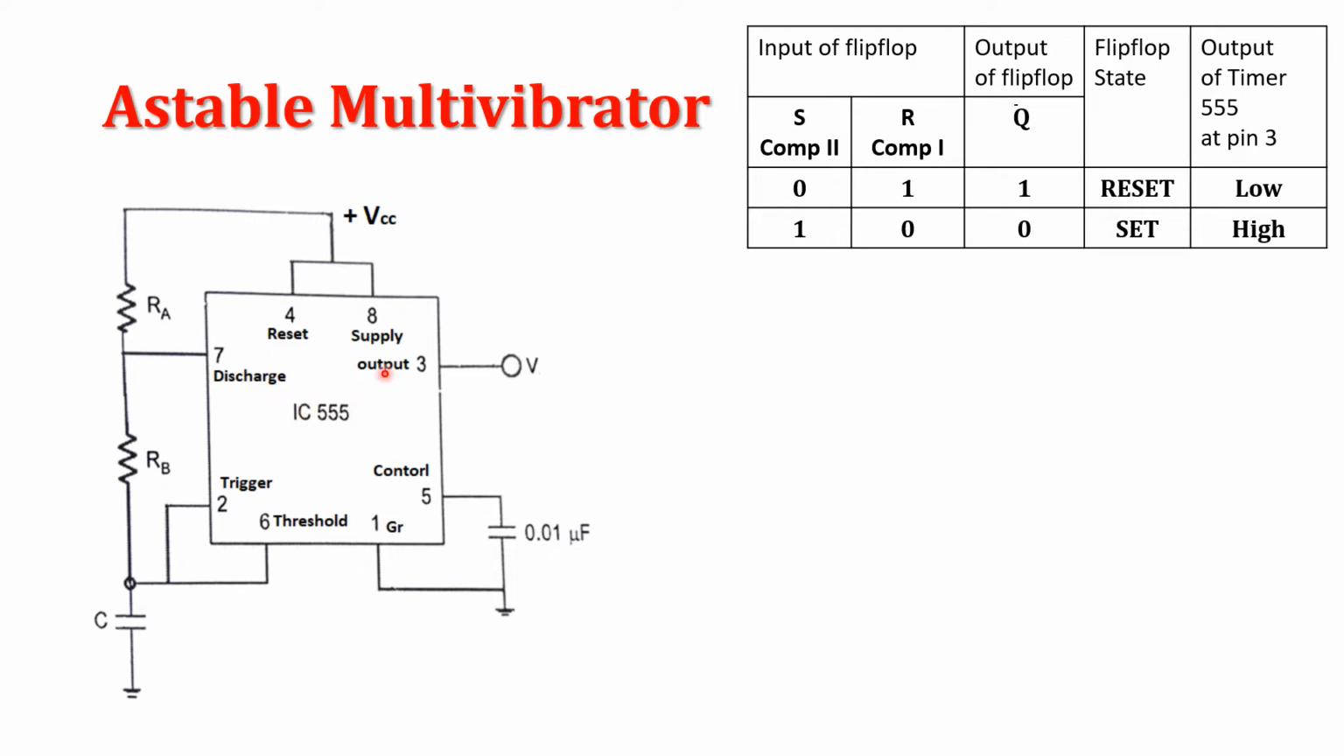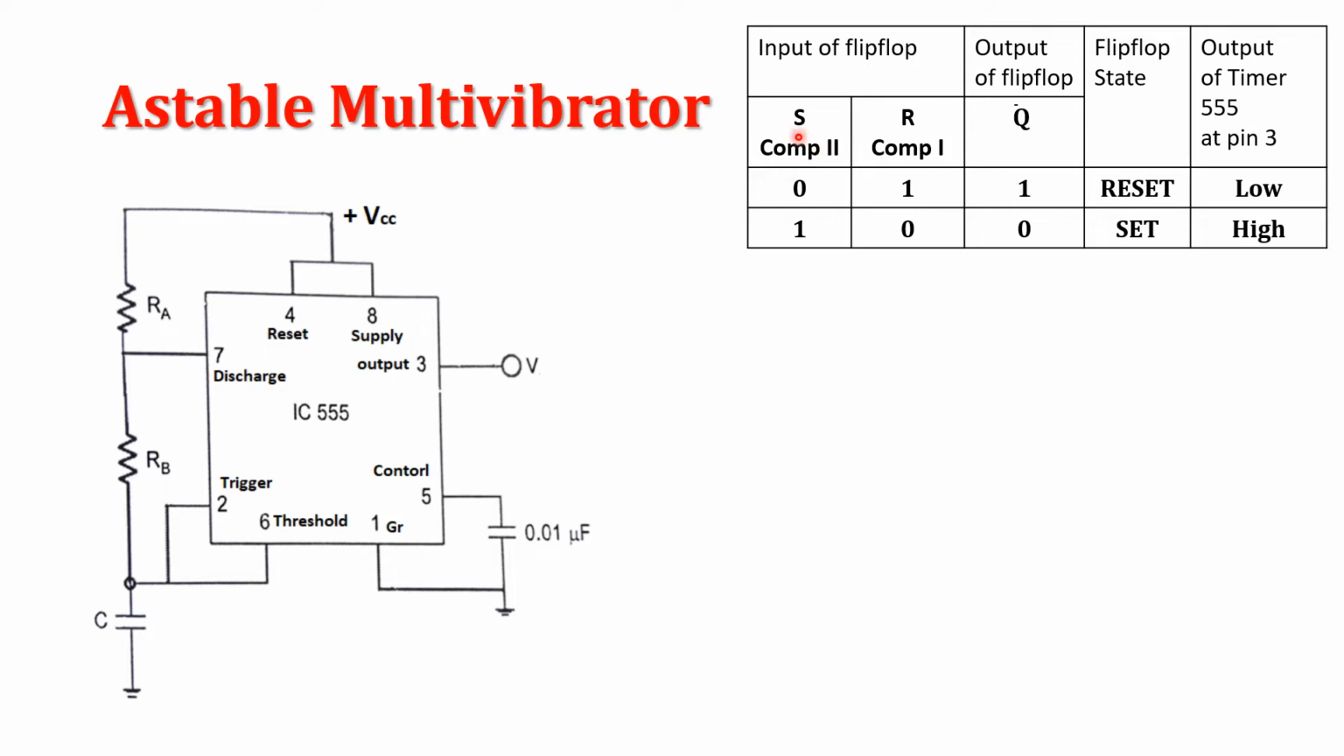How are they connected in IC555? The trigger terminal 2 is connected to the inverting terminal of comparator 2, which is the lower comparator, and it forms S as an input of the flip-flop. Similarly, the threshold terminal 6 is connected to the non-inverting terminal of comparator 1, and it forms R as an input of the flip-flop, that is shown here.